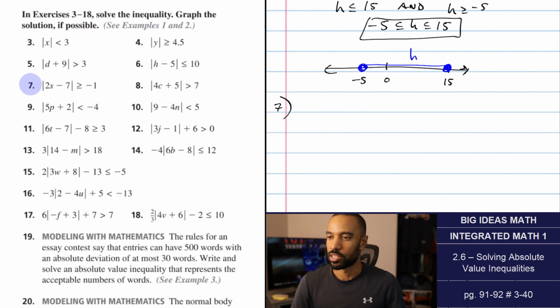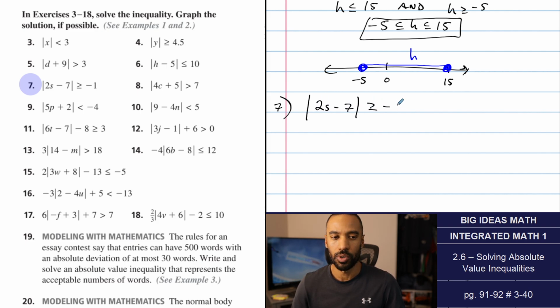Absolute value of 2s minus 7 is greater than or equal to negative 1. Now, given that the right side is negative and this absolute value is isolated, we just saw this on problem number 2. We saw this in the lecture portion. This is an all real numbers case, and we're going to graph it.